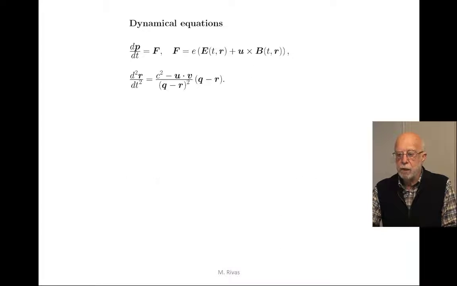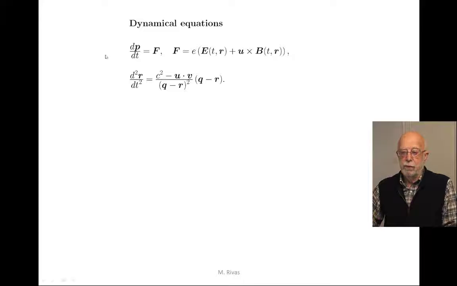The dynamical equations of the spinning electron are, as before, the external force is the time derivative of the linear momentum, but now the external force has the same structure but the fields are not defined at the center of mass position. They are defined at the center of charge position, and it is the velocity of the charge which appears in the magnetic term. And this second equation represents the relative motion of the center of charge around the center of mass.